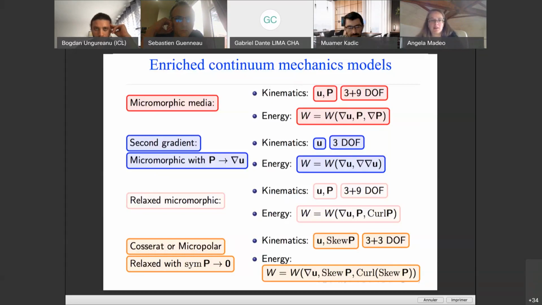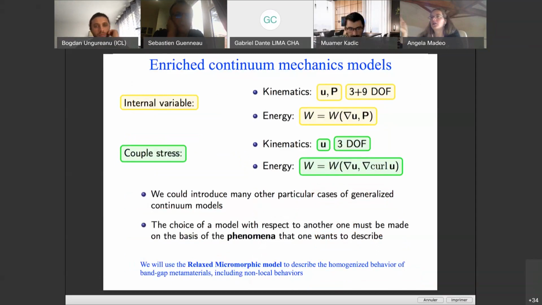So it's the rotational part. Starting from this relaxed micromorphic model, if we take the symmetric part of P to be vanishing, we end up in a so-called Cosserat model, which is also well known in the literature. So basically, you say the symmetric part of P is 0, only the skew part of P remains alive, which has 3 degrees of freedom, plus 3; the Cosserat continuum also only has 6 degrees of freedom, and with a specific constitutive law. We could go longer and longer in the literature.